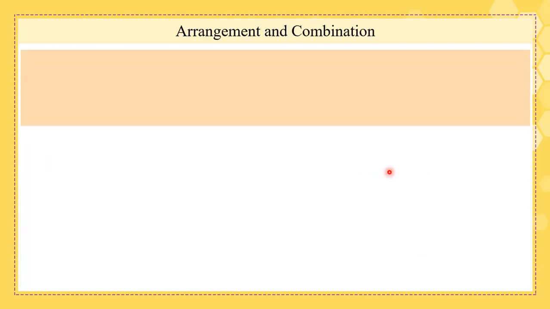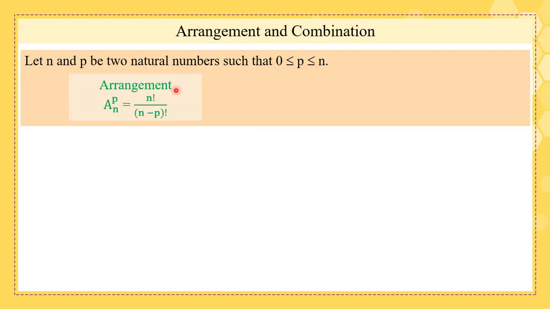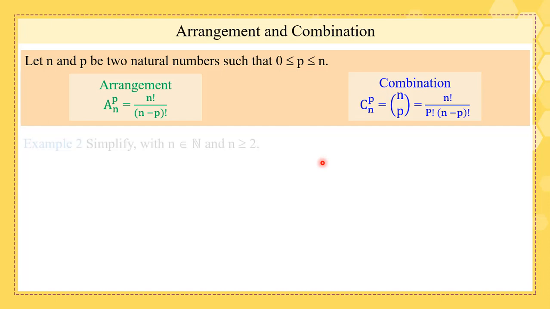Now let's see the arrangement and the combination. N and P are two natural numbers, P is smaller than or equal to N and it's strictly positive. Now the arrangement A(n,p) is n factorial over n minus p factorial. And the combination C(n,p), which could also be denoted by open parenthesis n p close parenthesis, is n factorial over p factorial times n minus p factorial. These are two notations that will be used later in this unit.